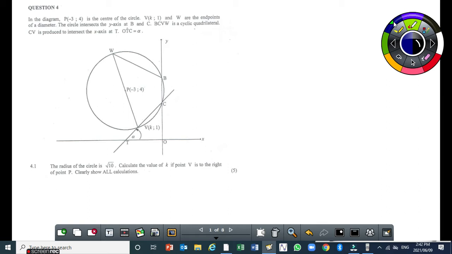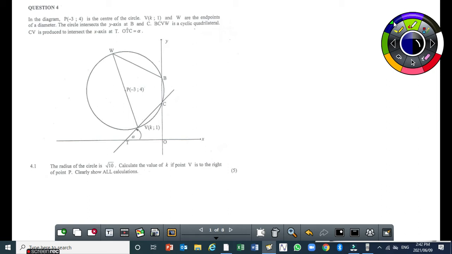Then it says calculate the value of K, okay? If point B is to the right of P. So this point P is to the left of point B. Right? Clearly show all your calculations. Right? Now, in my case, I'll use the distance formula. That's why they gave us the length of the radius. So I'll use the distance formula and the coordinates of P and the coordinates of B.